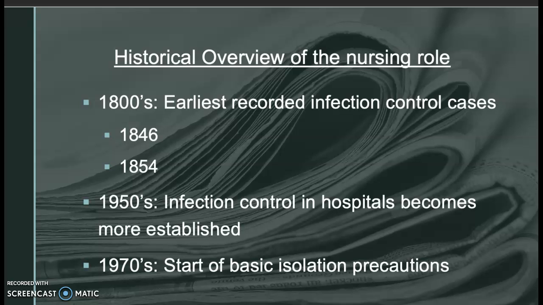Then moving to the 70s, basic isolation precautions were developed, which eventually evolved into the categories that we know as the standard, contact, droplet isolation, etc. precautions. And the nursing role in this historical process has been to carry out the policies and the precautions that have been developed and to help with the development of those policies and precautions and to educate healthcare professionals about the details and the importance of infection control within healthcare settings.